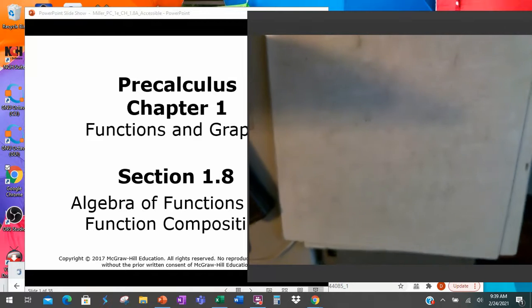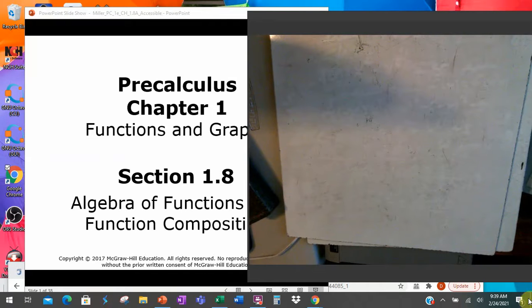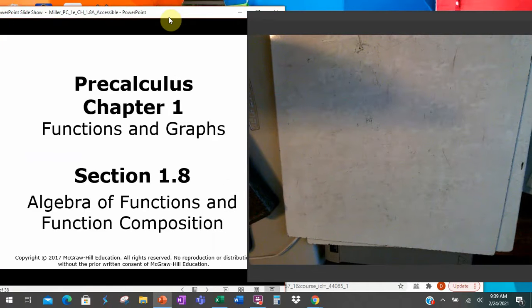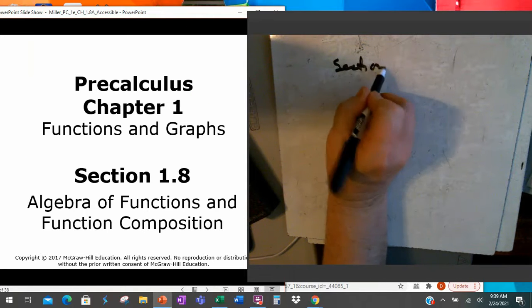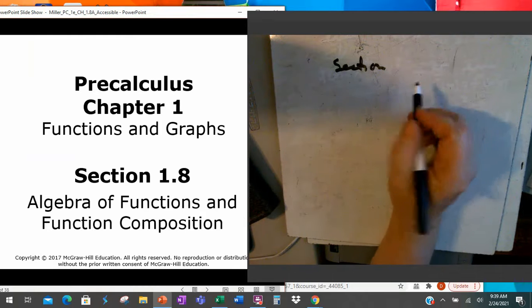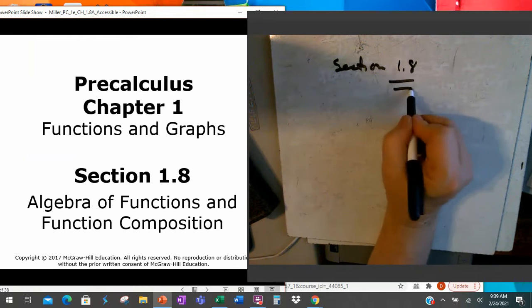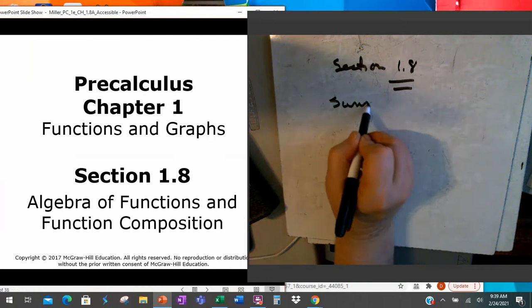Okay, so I want to go over the stuff from section 1.8. This will kind of finish this up for this section. And here's basically what I want to talk about for section 1.8. It says algebra of functions and function composition. I want to summarize this as this one statement.